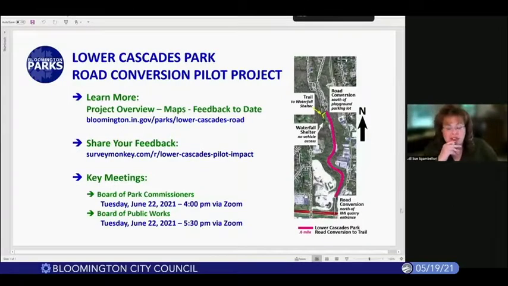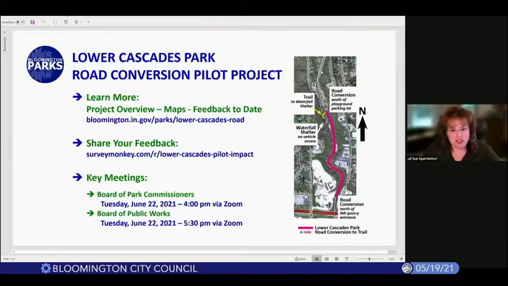Many of us have been following the discussion on Lower Cascades Park for quite some time now, but just by way of quick background, Lower Cascades is in the northern part of the city, located in District 2, but certainly relevant to the entire city. Arguably the most naturalized park, and certainly the oldest park. Its centennial is coming up.